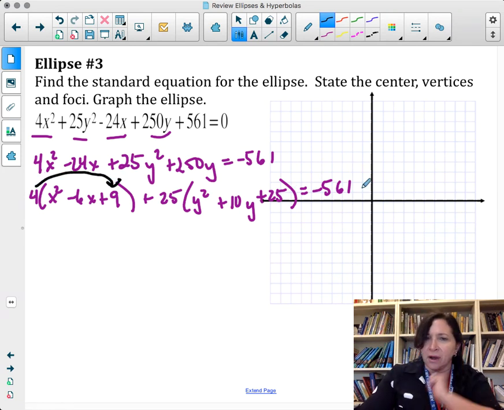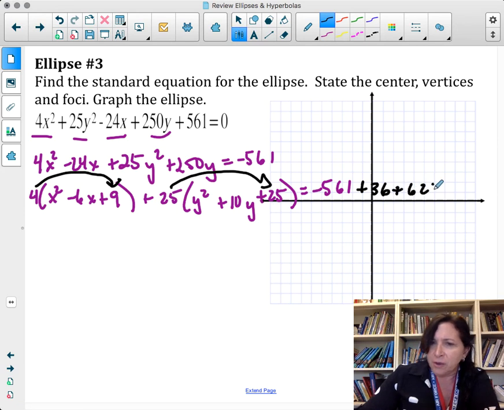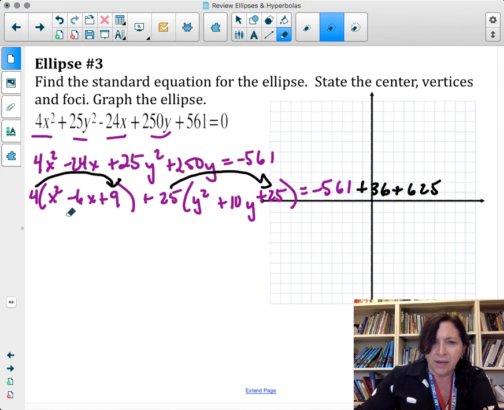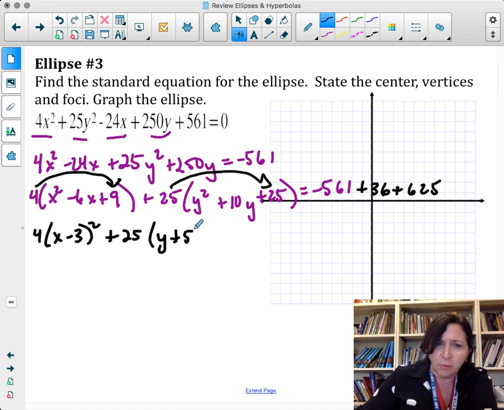So it's 4 times 9. So that's going to be plus 36. And I have 25 times 25, which is going to be 625. So factoring, I get 4 times the quantity x minus 3 times x minus 3. Let me write that. 4 times the quantity x minus 3 times x minus 3. So that's quantity squared. Plus 25 times the quantity y plus 5 times y plus 5, that's quantity squared, is equal to, this is going to add up to be 100.